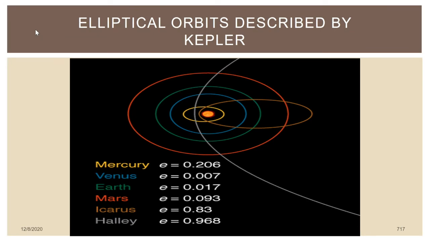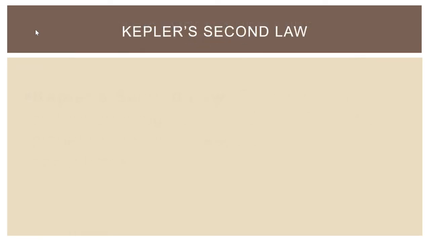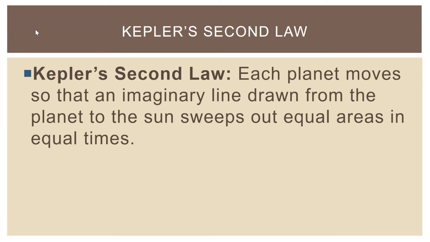And that brings us to Kepler's second law. Kepler's second law, conceptually speaking, I think, is the most complicated. Let's take a look at it and then we'll ask some questions about it. Kepler's second law says each planet moves so that an imaginary line drawn from the planet to the Sun sweeps out equal areas in equal times.